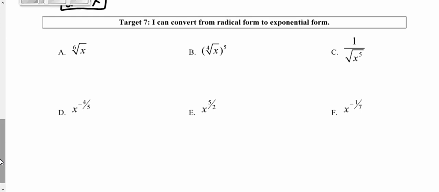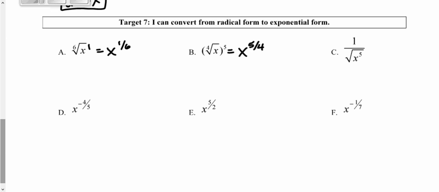And then our last target that's going to be on our quiz is target 7, which is converting to and from radical and exponential form. So we're going to start off this top row by switching the radical form to exponent form. So if there's not a number as an exponent, you can assume that that's just a 1. So this would be x to the 1/6. So as a reminder, your exponent goes in the numerator. Your index, the number that goes with your radical, goes with the denominator. So same pattern here, nothing tricky, x to the 5/4.